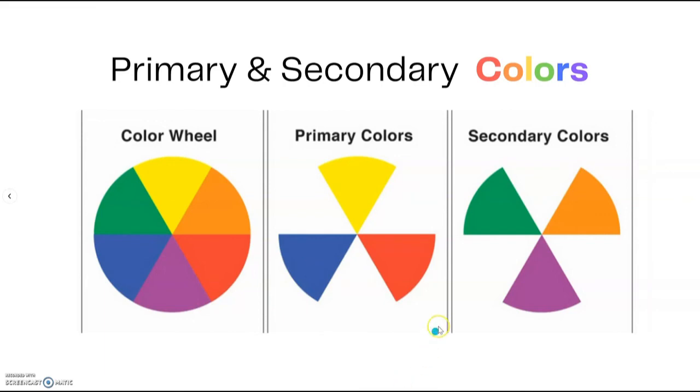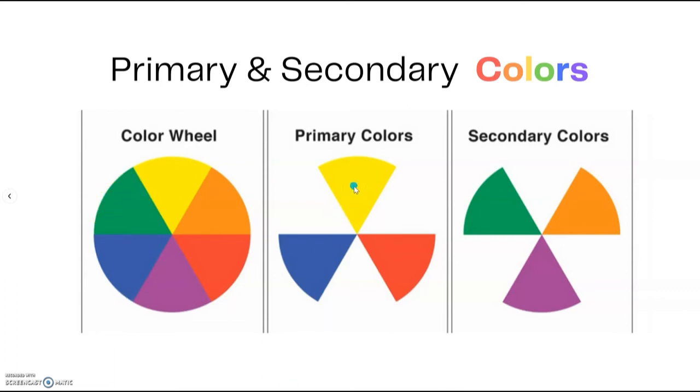Next are the secondary colors, and they are green, orange, and purple. And to make your secondary colors, you have to mix your primary colors together. So you have to choose 2 primary colors, and it will create one of your secondary colors. Let's go ahead and see what blue and yellow mixes. What do you get if you mix blue and yellow? You get green.